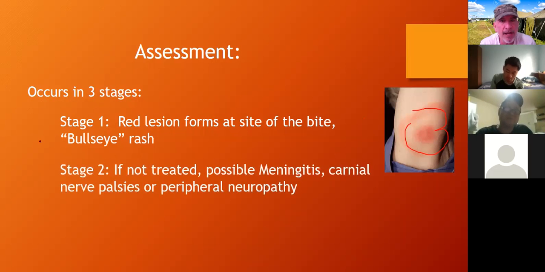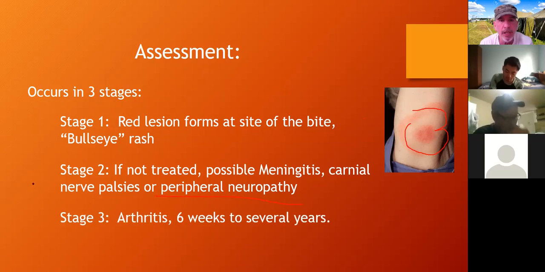Stage 2, if not treated, it can then spread throughout the system, and that bacteria can cause meningitis. It'll be cerebral meningitis within the blood. There goes that Alzheimer's again. The CSF, the cerebrospinal fluid. So it will be a cranial meningitis. It can cause nerve palsy. It can cause peripheral neuropathy, which we are all familiar with in our diabetic patients.